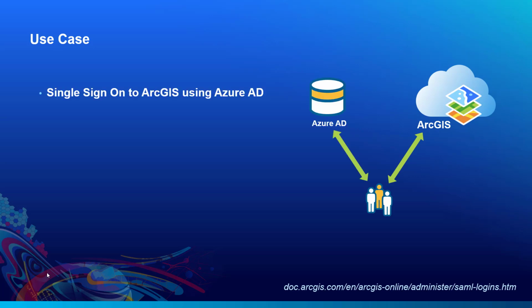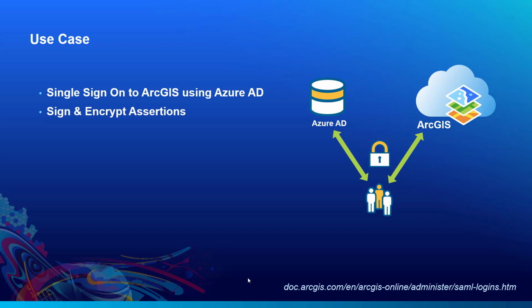Single sign-on to ArcGIS using Azure AD. And here what we're going to do is set up a connection using SAML between Azure AD and ArcGIS such that users within Azure AD can sign in to Azure AD and be delegated access to ArcGIS. This gets us out of the problem of managing credentials across all applications. It centralizes that management, allows you to create and delete users in Azure AD, and effectively grant and deny access to ArcGIS.